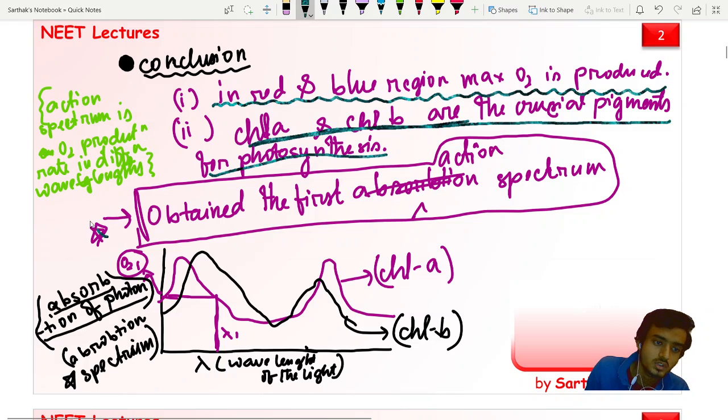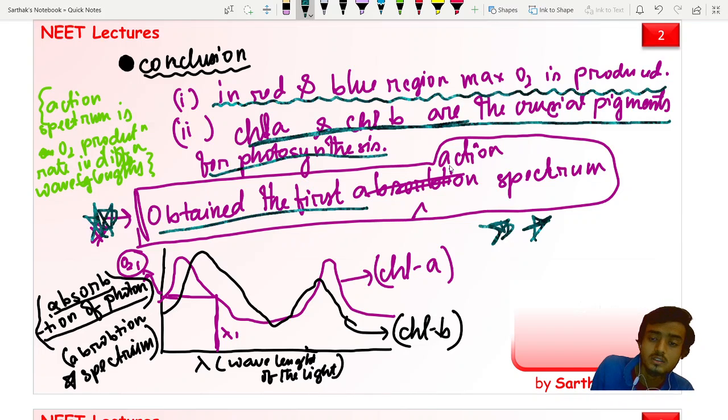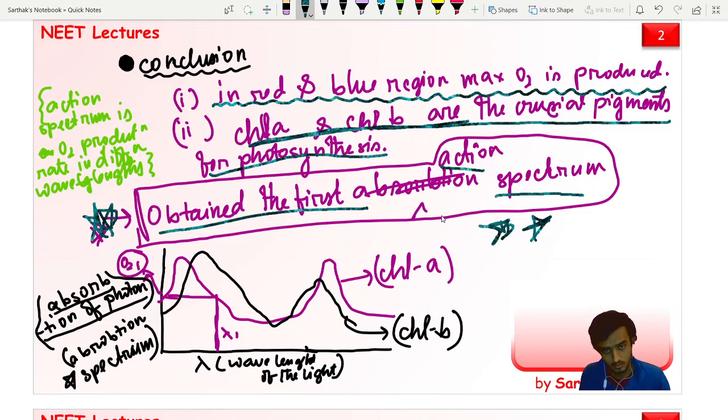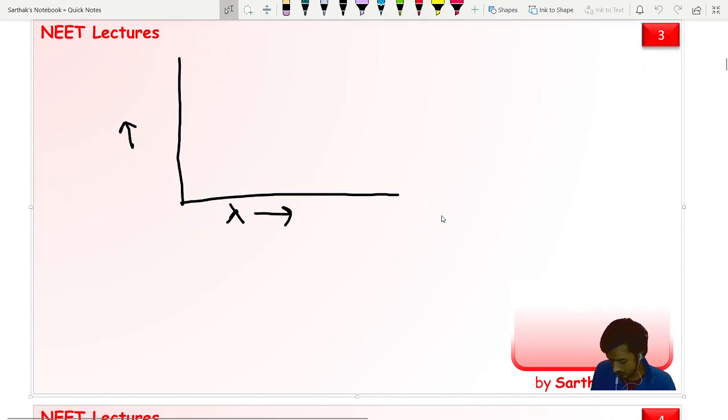And the most notable work of T.W. Engelmann is that he obtained the first action spectrum among all. Do not panic, I will be explaining what exactly the action spectrum is. So T.W. Engelmann first obtained and explained the action spectrum. So we'll first explain the action spectrum.